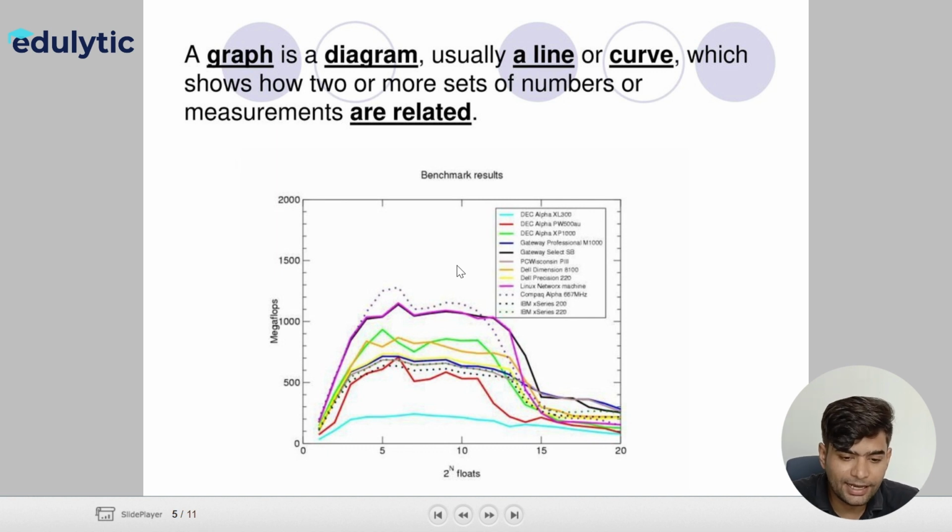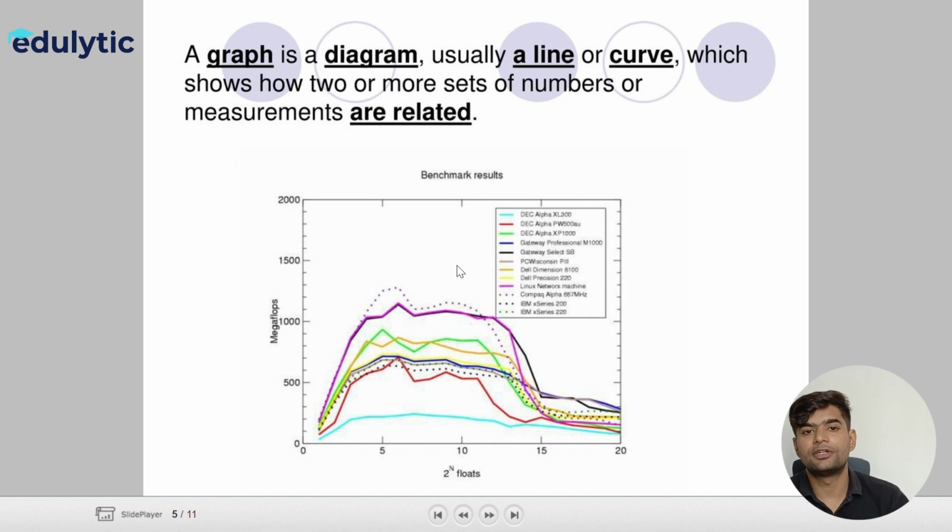Now, a graph is a diagram, usually a line or curve, which shows how two or more sets of numbers or measurements are related. Now, this is the most common type of graph which you have been observing since your earlier ages. There are different lines. Lines are of different colors and patterns. Each color and pattern is signifying a different entity, and otherwise it has a heading. The heading says benchmark results, and we have two axes, x and y axis.